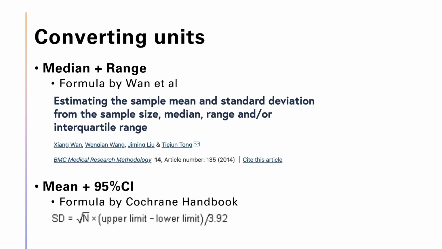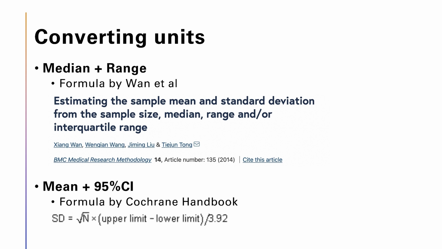However, sometimes we can run into problems when we are doing a meta-analysis. So what happens when the studies report results in other formats? For example, studies that report medians with ranges or interquartile ranges, or means with 95% confidence intervals. Well, we can always convert them using suitable formulas.